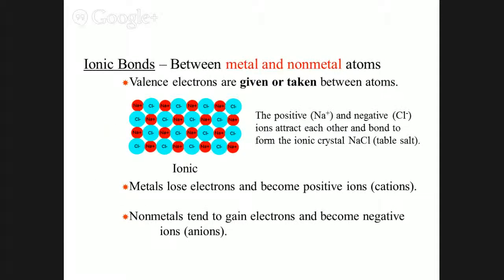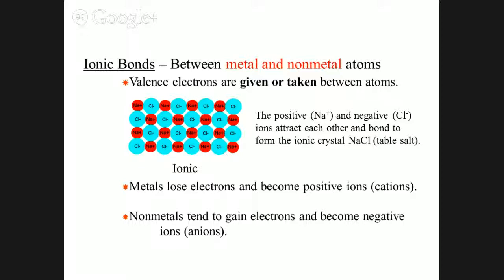And finally, we're going to talk about ionic bonds between metals and nonmetals. So just to repeat, first one, metallic, 2 metals. Covalent, 2 nonmetals. And now ionic, metals and nonmetals. The valence electrons here are not shared. They are lost or gained. They are given or taken. So one atom gets the valence electrons, the other one loses them.